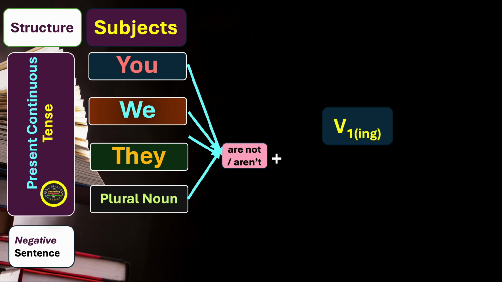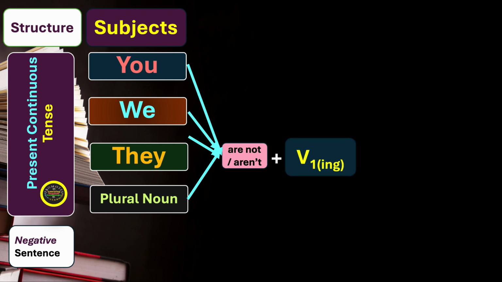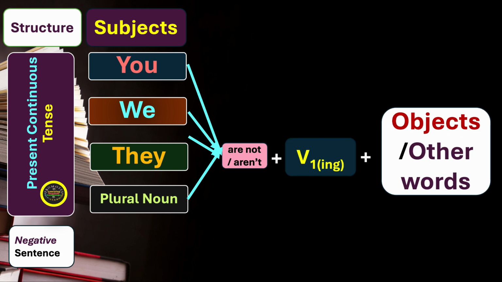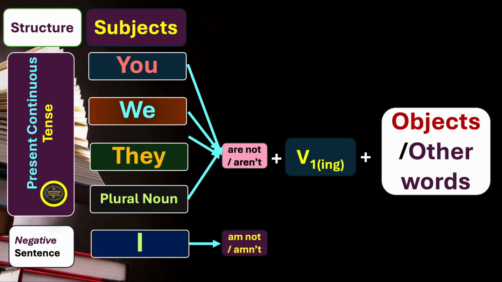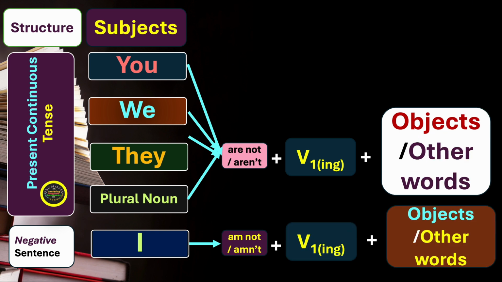We continue our discussion about structure of present continuous tense in the negative form of sentence. If we have the subjects like you, we, they, plural noun, we add are not or in the short form aren't, and then we have the first form of the verb with ing and then objects or other words. We have another structure. If we have the subject I, we use am not or the short form amn't, the first form of the verb with ing and then we have objects or other words.